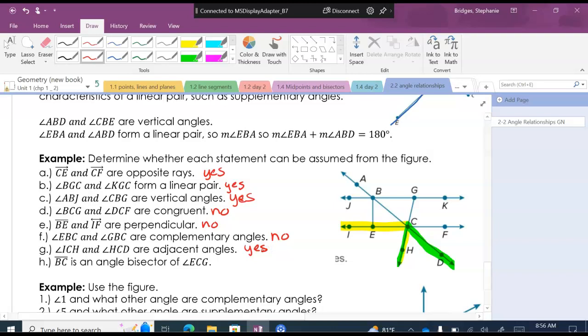And then the last one says that segment BC, or is that a ray? I can't see that. Segment BC is an angle bisector of angle ECG. What does an angle bisector mean? That it cuts an angle in half. Do we have any congruent angle markings in that picture? No. So can we assume that segment BC is a bisector of angle ECG? No. Okay. Don't have the markings. Cannot assume it, even if they look to be the same size. I don't know because I don't have enough information.